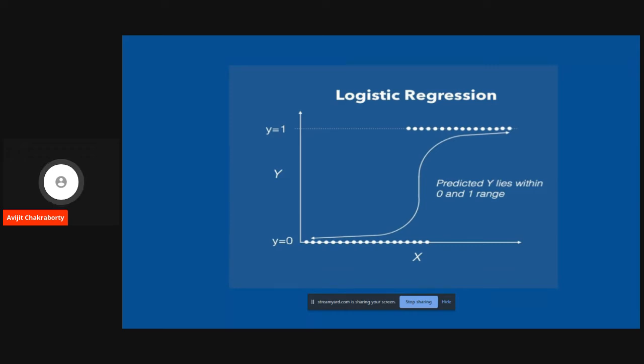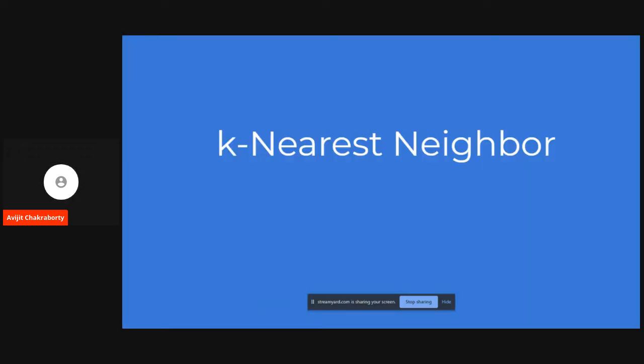The next model that we have is k nearest neighbor. Now, as the name suggests, it searches nearest neighbor. Now, what does this nearest neighbor mean? K nearest neighbor is a non-parametric method used for classification as well as regression. It is one of the easiest ML techniques. Now, why an easy ML technique?